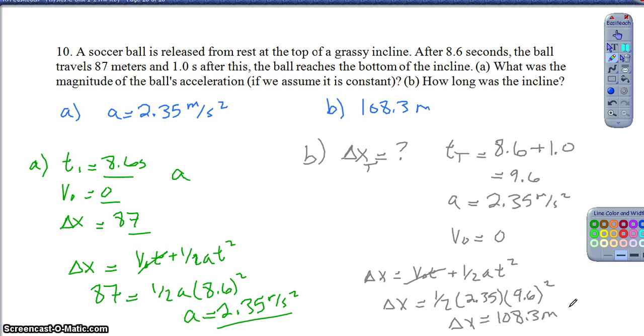Okay, so again, this is not by any means the only method you could use to find that final distance there, but this is perhaps the easiest way to find the total distance of the incline. So hopefully questions 9 and 10 were just a good chance to review what we saw last year.